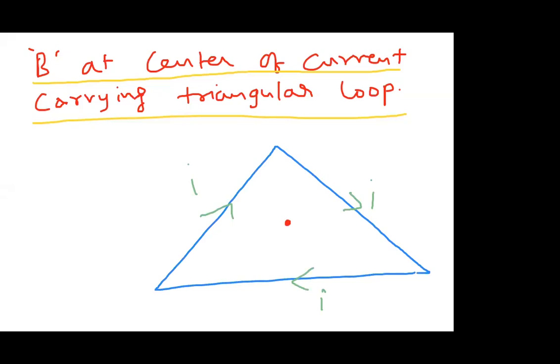Magnetic field induction at the center because of the current carrying triangular loop. So here I want to find the magnetic field induction. From there, if you draw the perpendicular distance, this is the perpendicular distance. Let me call the perpendicular distance d, and the angle subtended from here to that is at the center here.